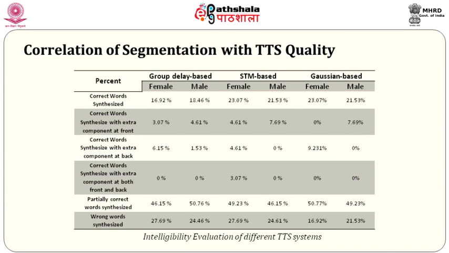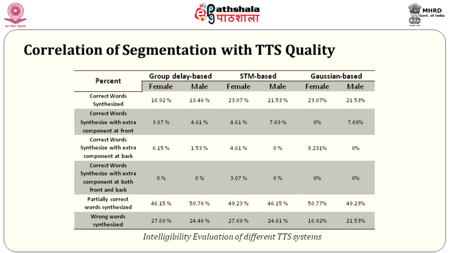Now, the percentage of correctness of different segmentation methods for the Gujarati language is shown in this table, where a segmentation method is described and the corresponding percentage of correctness for female voice and male voice is given. Now, the correlation of segmentation with TTS quality is being studied. The labeling for speech signal segmentation is directly linked with the quality of the TTS system. To study the effect of segmentation on the TTS quality, the approach described last is used here.